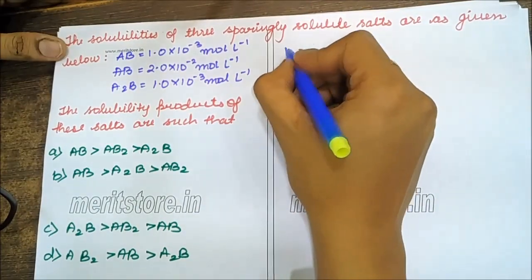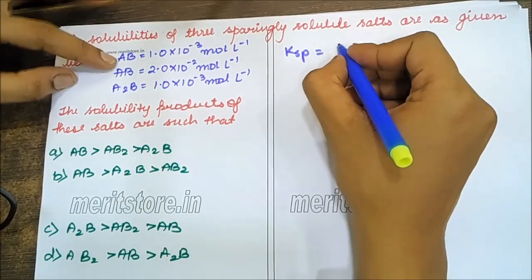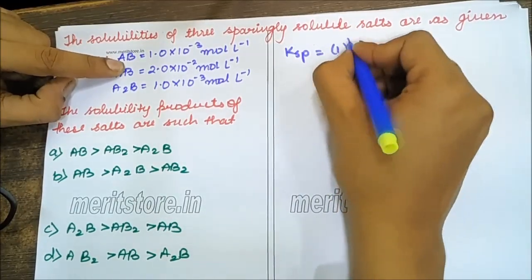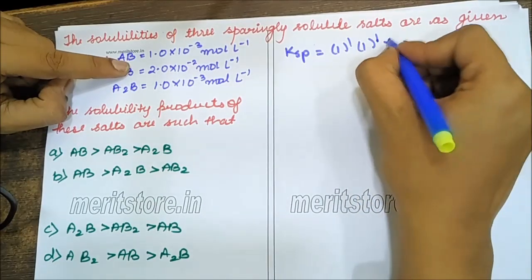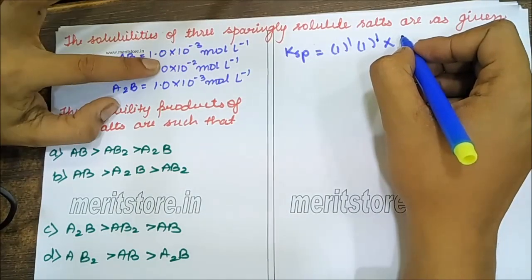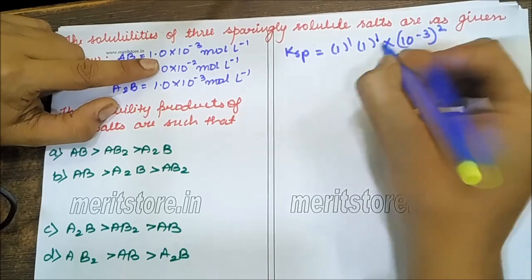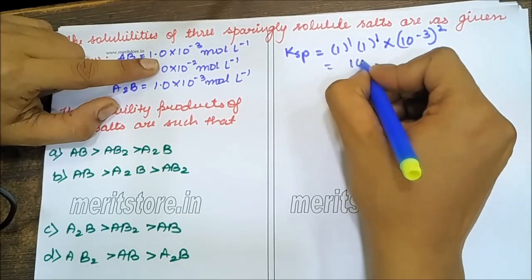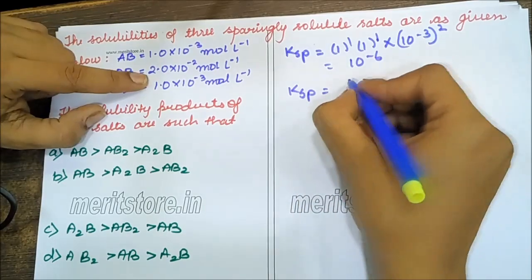We are going to find out the solubility product for each. For the first compound, x raised to x, which means 1 raised to 1, y raised to y, which means 1 raised to 1 again, into s raised to 1 plus 1. So that means 10 raised to minus 3 raised to 2. So this is giving me 10 raised to minus 6.